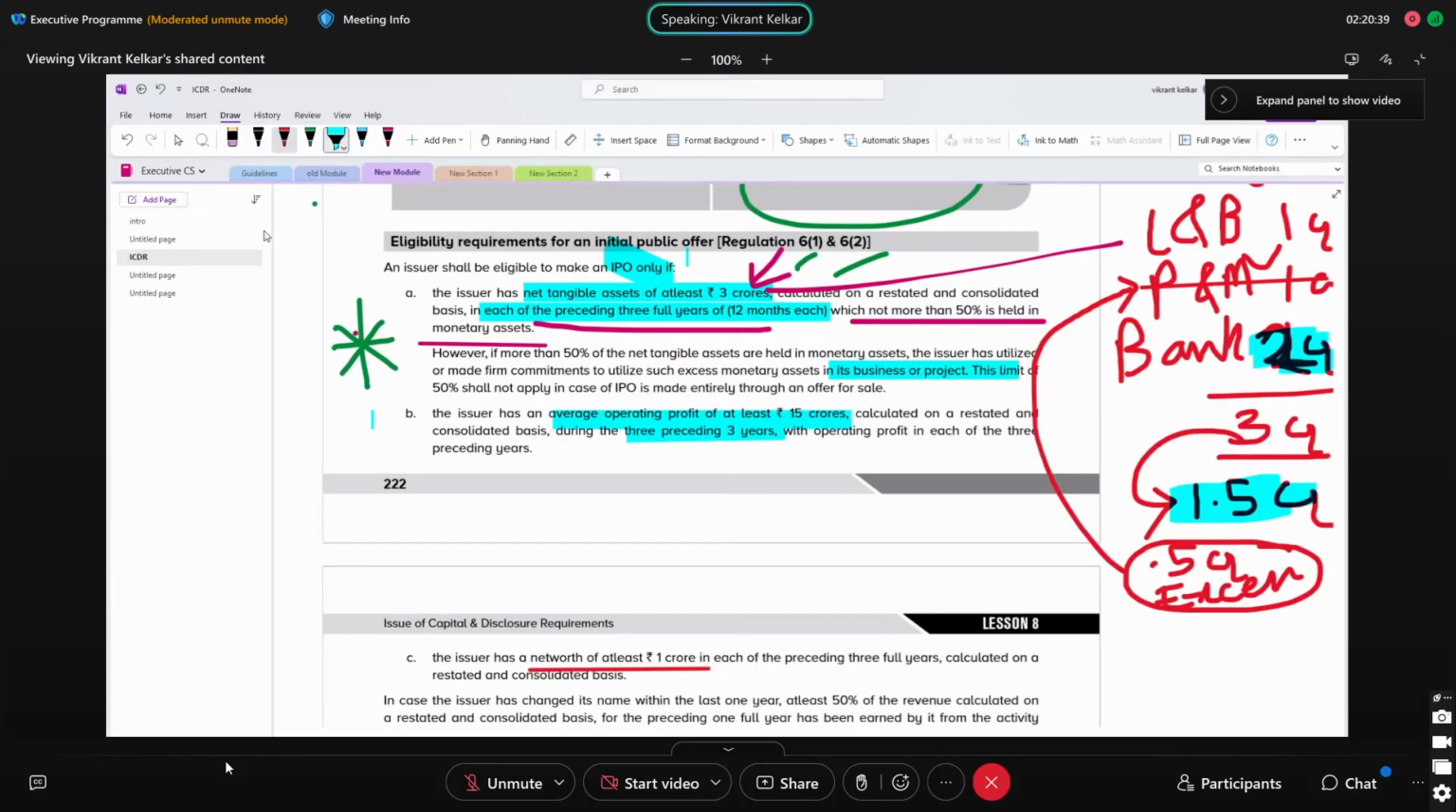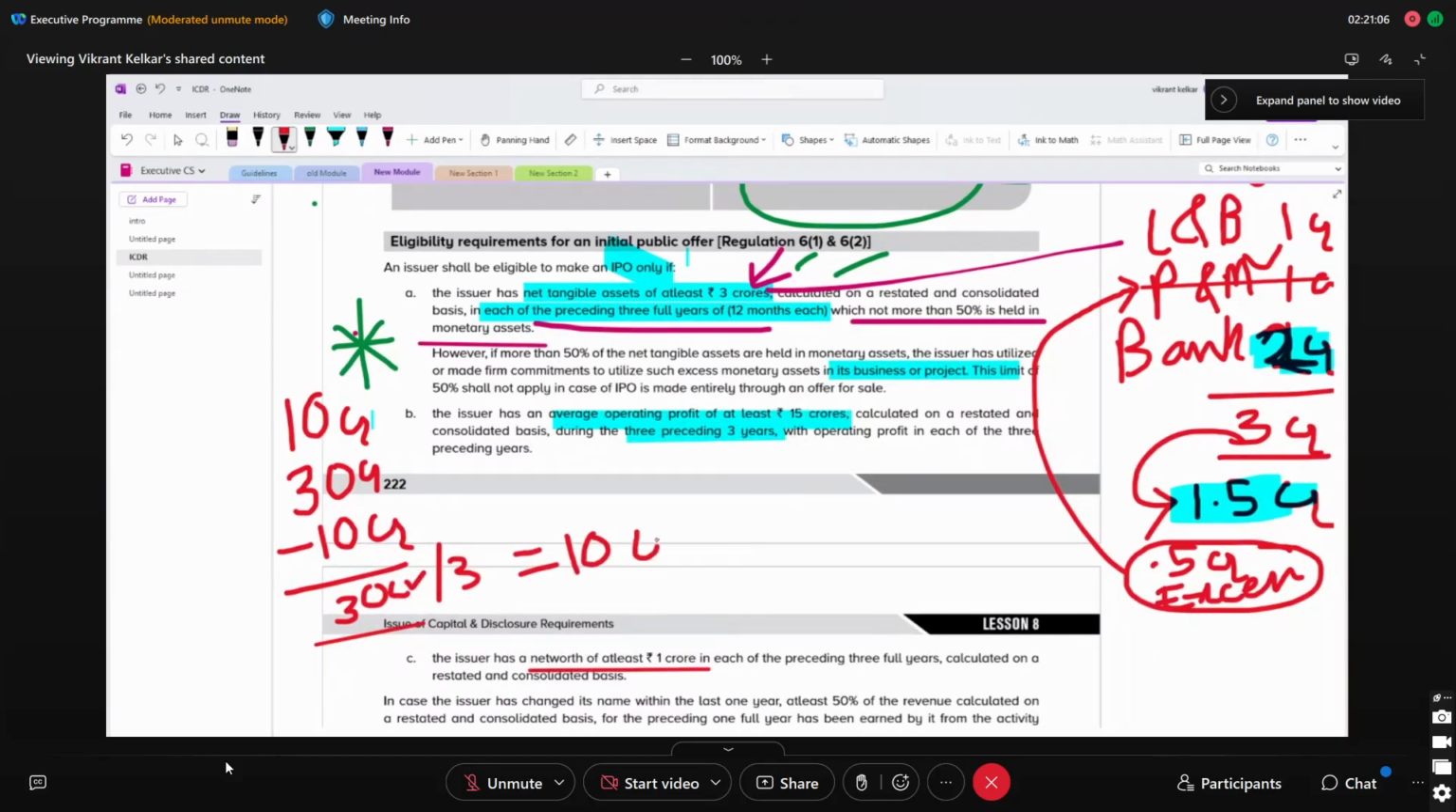Suppose in 1 year you have earned profits of 10 crore. In the second year, you have earned profits of 30 crore, and in the last year you got losses of 10 crore. Whether this is possible? In 1 year you got profit, another year you got loss. Is this normal for a company? Yes. So what is the total of the last 3 years profit? It is 30 crore. And what will be the average profit? 30 crore by 3, it is 10 crore. Are you getting the point? So what is your average operational profit? 10 crore.